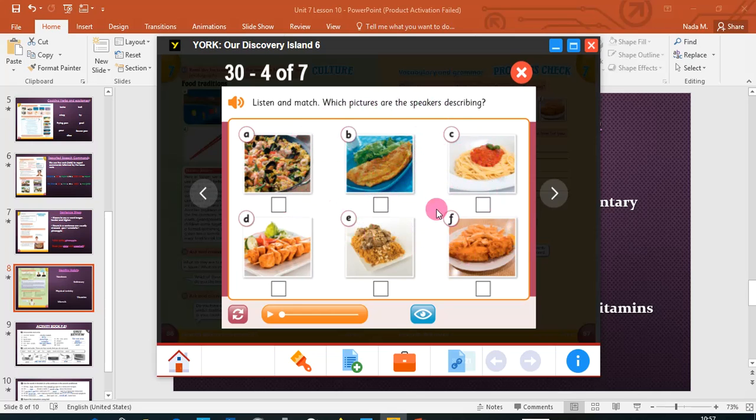one of these pictures. So you're going to listen to the first description, or the first recipe, of whatever she or he is going to describe, and write the number. What is she describing? So number one, for example, if it's an omelet, you're going to put number one here, and so on. So listen and number.